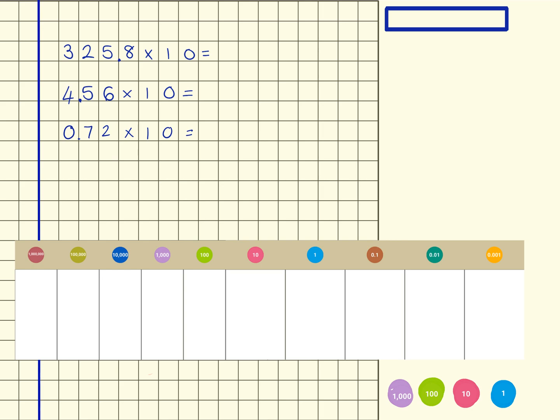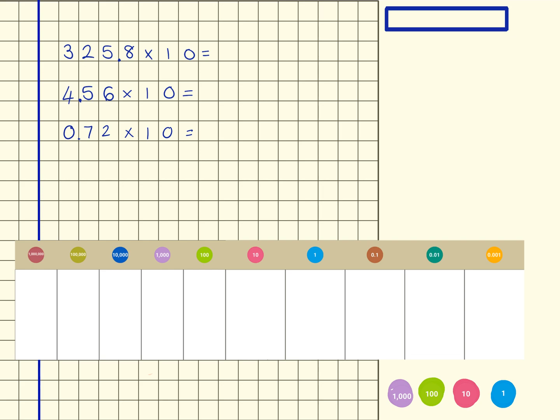So say for example, I had 2 ones, and I multiplied that by 10, I would end up with 20 ones, and obviously 20 ones we would write as 20. The same would happen if I had 300 and I multiplied it by 10, I would end up with 10 lots of 300, which would actually give me 3,000. Now we're going to use that information to help us calculate the questions above that have decimal points.